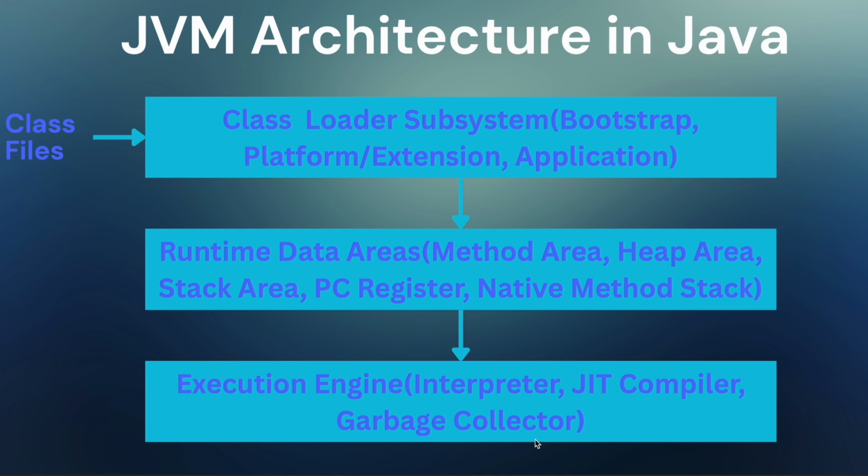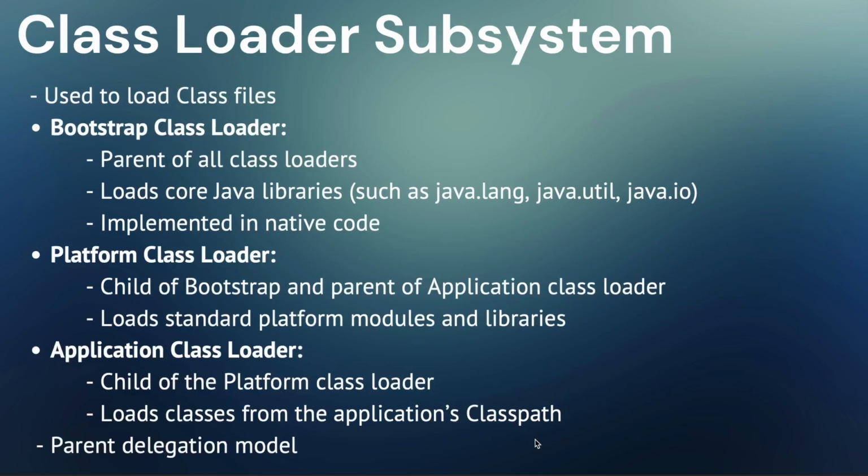Finally, we have the execution engine. This is the heart of the factory. It takes the loaded classes, executes the bytecode, optimizes performance, and works with the garbage collector to manage memory. If you remember this simple factory analogy, understanding the JVM architecture becomes much easier. Now let's explore each of these components, starting with the class loader subsystem.